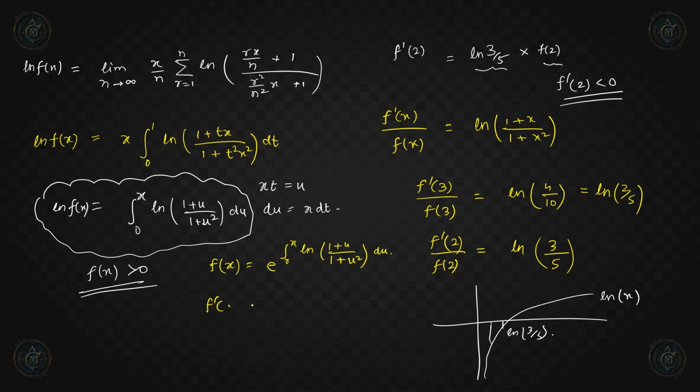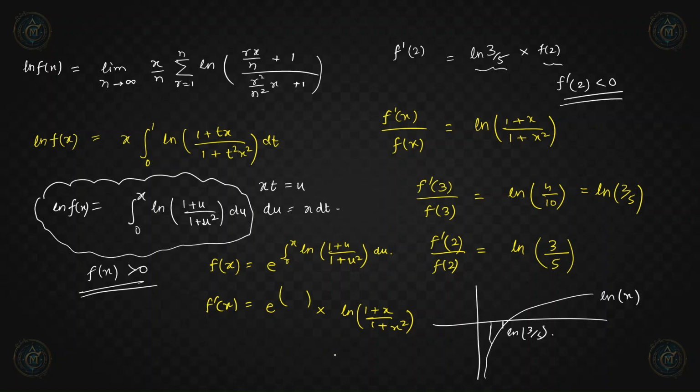f dash x will be equal to e to the power this thing times the derivative of this, which we can find using the Leibniz rule. So this will become log of 1 plus x divided by 1 plus x square, right? So we have to check the nature of this derivative in 0 to 1. Okay, so let us check.